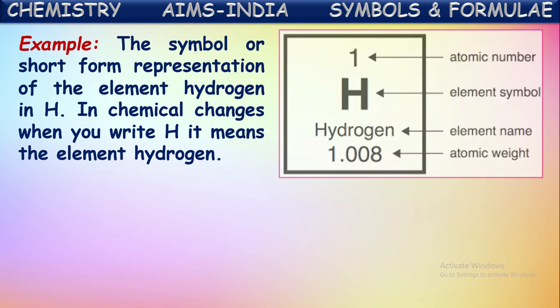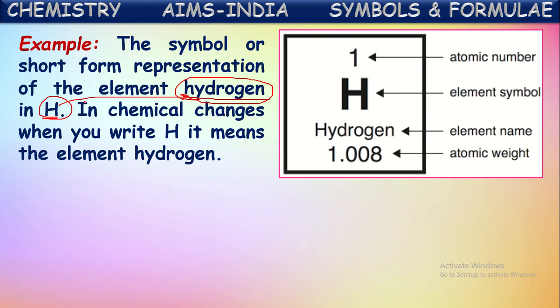For example, the symbol or short form representation of the element hydrogen is H, capital H. In chemical changes, when you write H, it means the element hydrogen. While representing chemical reactions by using chemical equations, if you write just H, that represents the element hydrogen. So instead of writing hydrogen, we can simply write H. This is called the shorthand representation of the element hydrogen. The shorthand representation of an element's name is called its symbol. So H is the symbol of hydrogen.